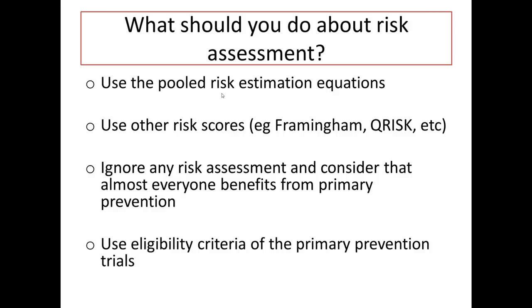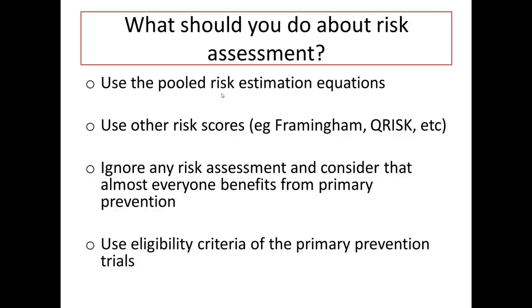are out there for cardiovascular disease. It is open access, so it's something you could get freely online, and the title is Comparison of Established Risk Prediction Models for Cardiovascular Disease, a Systematic Review. So if you just Google that, you'll find it. The third thing you could do is ignore any risk assessment and consider that almost everybody benefits from primary prevention and just put people on statins. It's a reasonable approach. As I showed you, even people at the lowest risk gained benefit from being on statins.